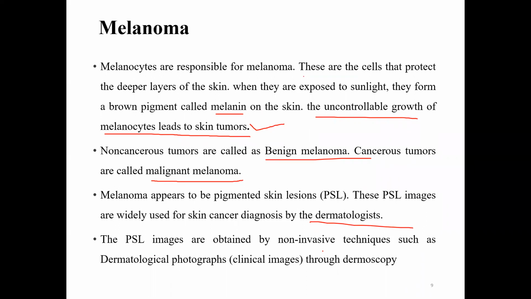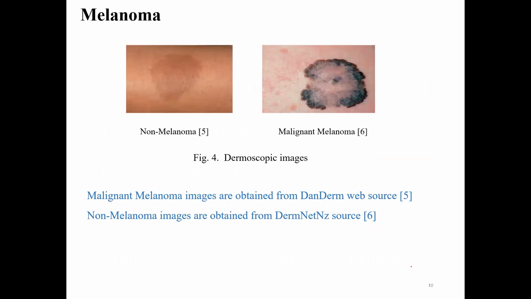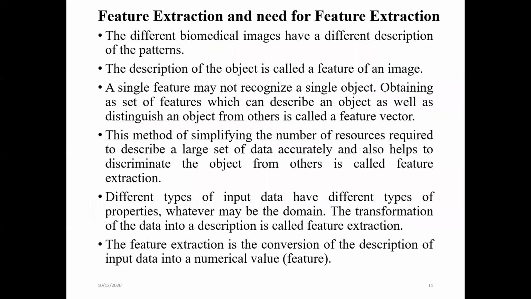The PSL images are obtained by non-invasive techniques such as dermatological photographs, which are clinical images, or through dermoscopy. On the left side, you may observe a non-melanoma dermoscopic image, whereas on the right-hand side, you observe a malignant melanoma dermoscopic image. These three diseases are considered in our work.